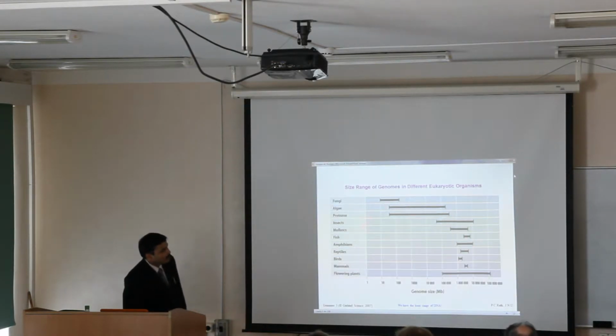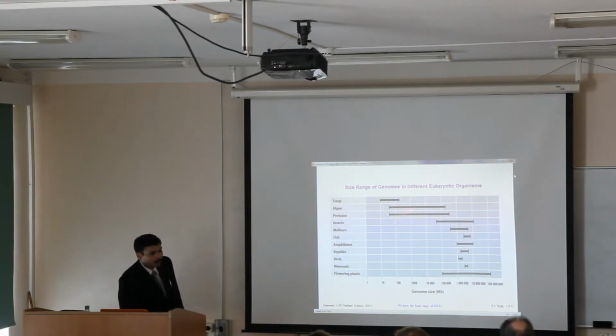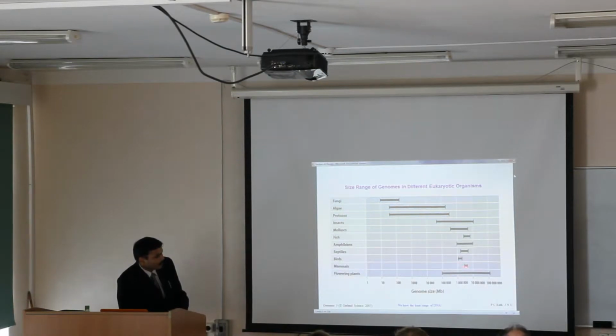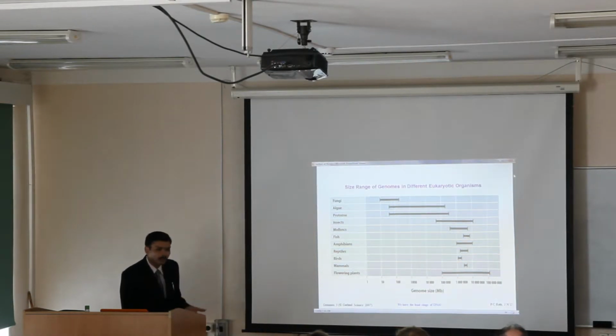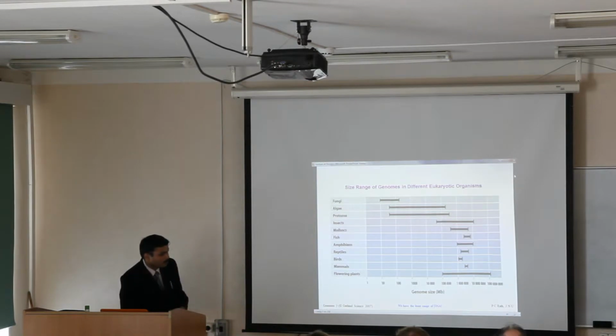See the size ranges of genomes in different eukaryotic organisms. If we compare, here lie the mammals. The size of the genome is very small, but the size of the algae genome is very large. What is the reason? Why are we so complex, but we have a very little genome in comparison to the algae and the protozoa? The question is, how and why do we have little DNA?